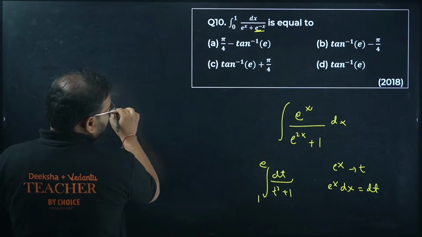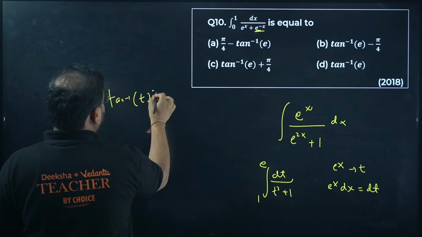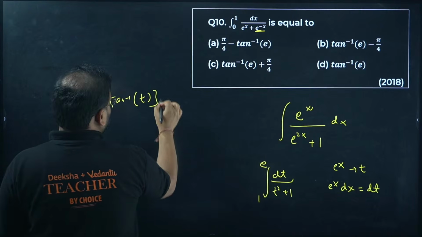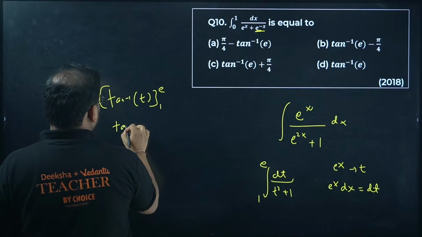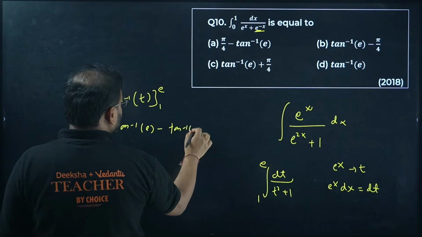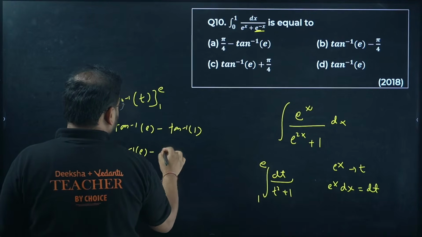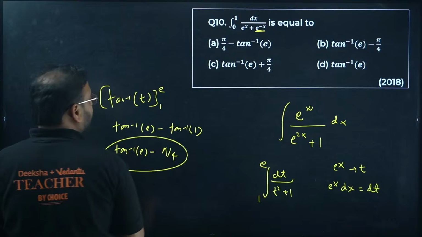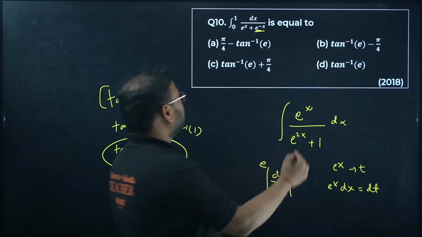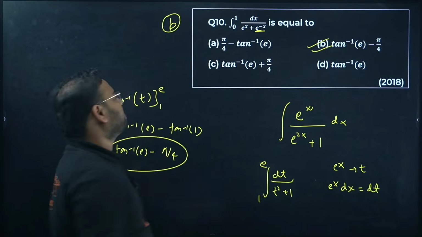It's going to be tan inverse of t from 1 to e. So tan inverse of e minus tan inverse of 1. That's simply tan inverse of e minus pi by 4. Option is B.